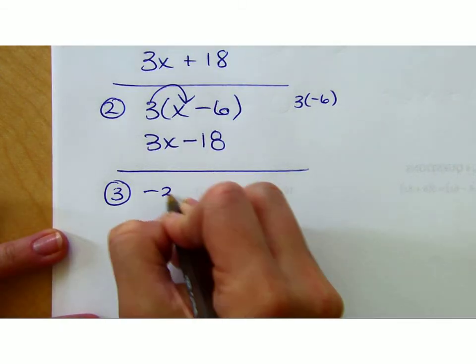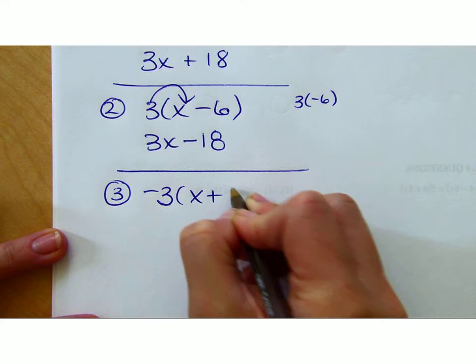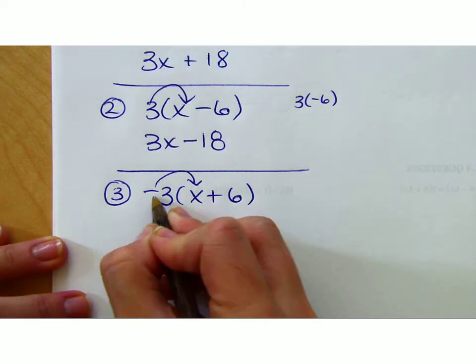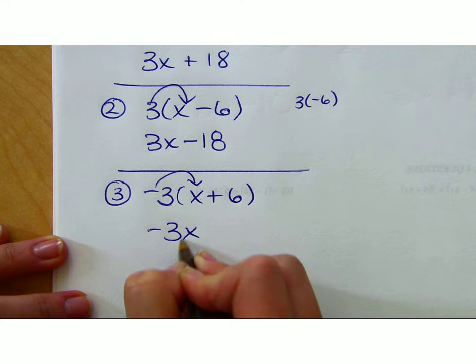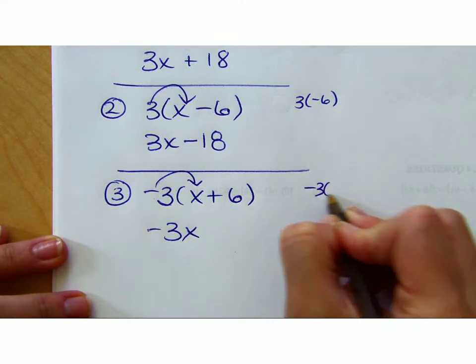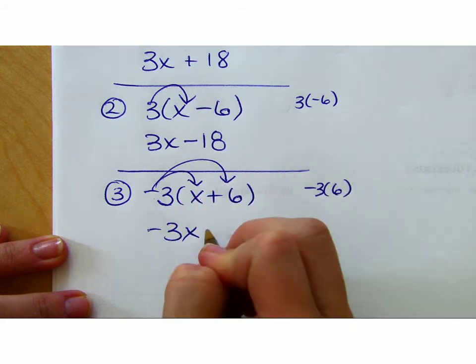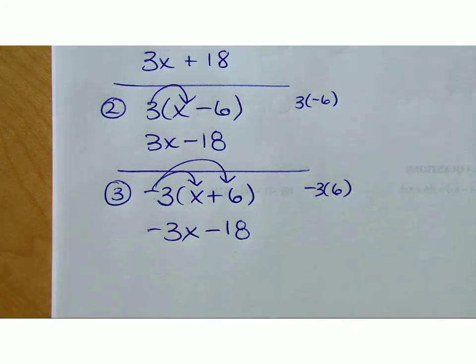Now, let's distribute a negative. Let's make that 3 negative, and let's distribute it to a positive. Again, this is a review. This normally would take weeks to teach. You used it all last year. Negative 3 times x is negative 3x. Now what's negative 3 times a positive 6? It's negative 18.